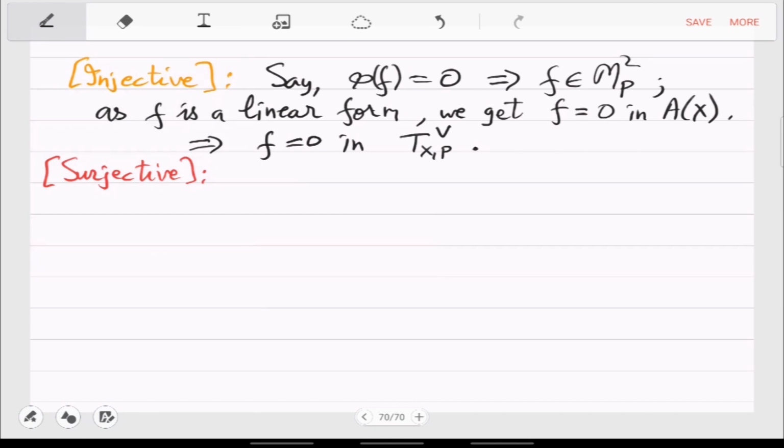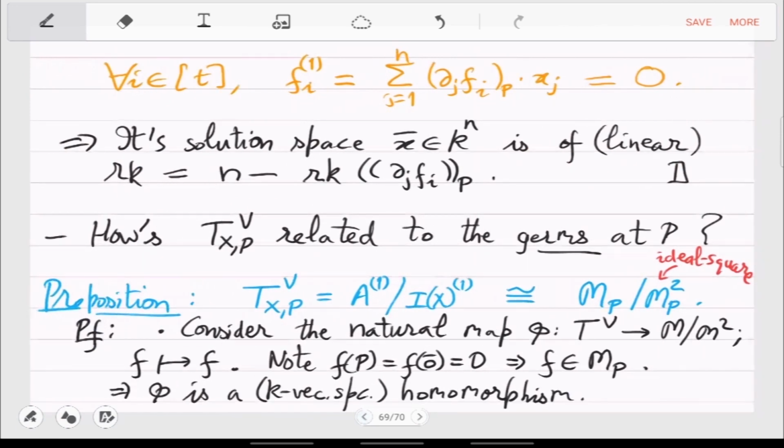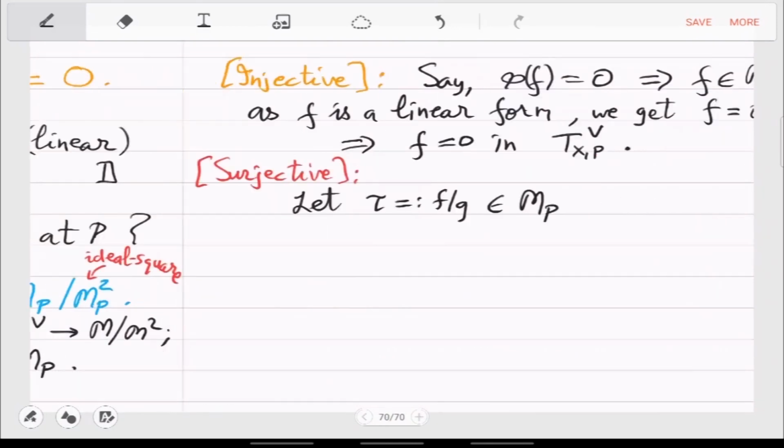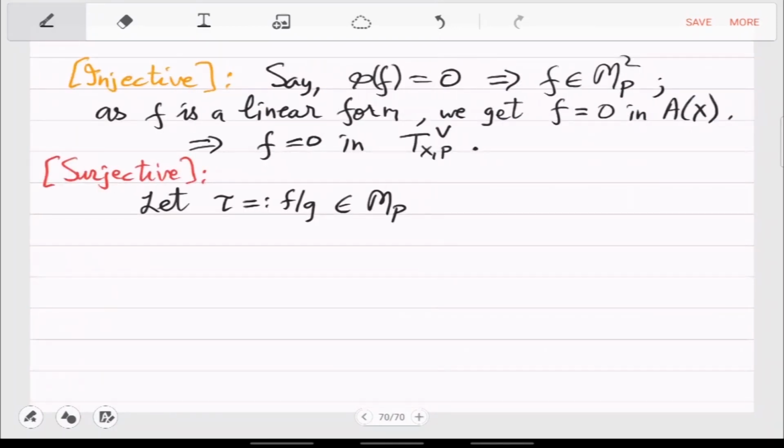So let tau equal to f by g. So what do you want to show? You want to show that any element in MP over MP square, let's call it tau, has a pre-image. F in phi inverse of tau exists. So we'll actually construct that. So let's pick an element in MP, and without loss of generality, we can assume that G at P is 1, right? Because for a rational function tau defined around P, G at P cannot vanish. It will be some constant. So we can assume it to be 1.